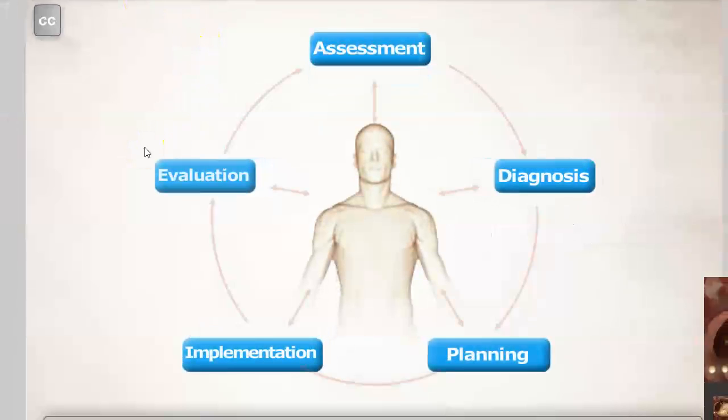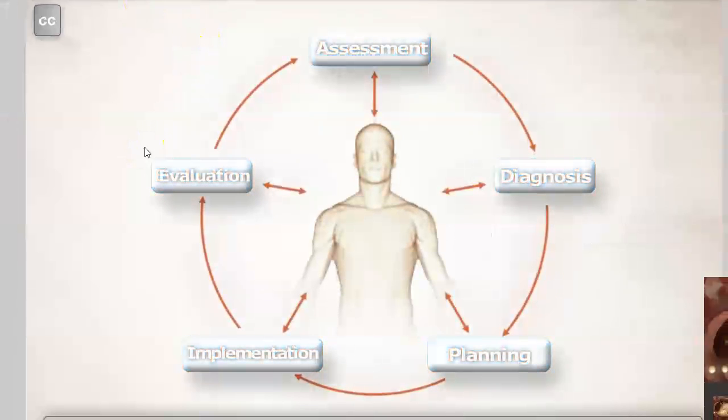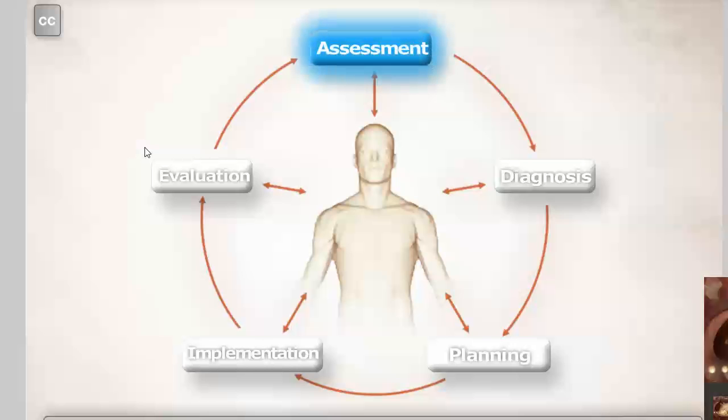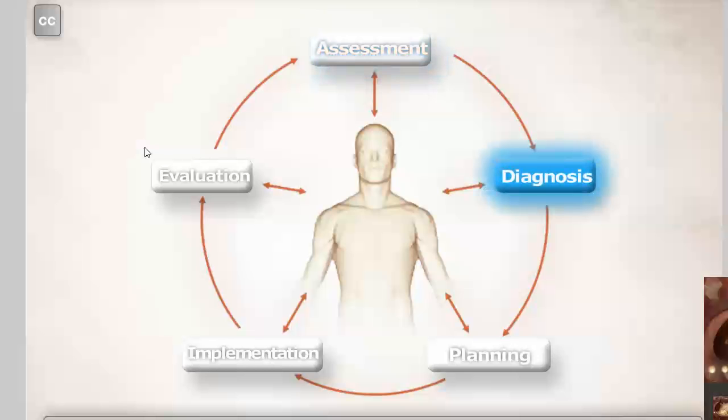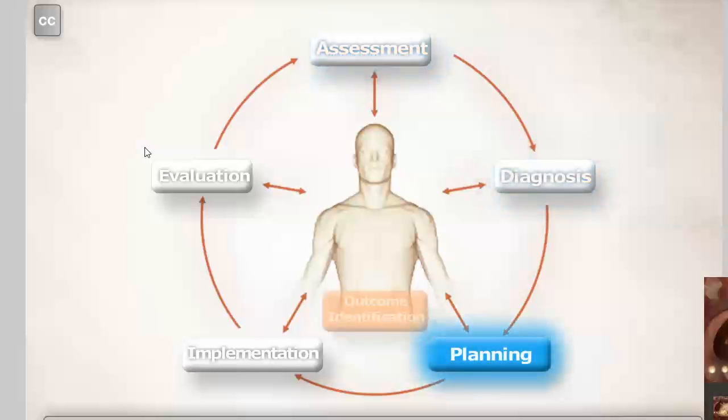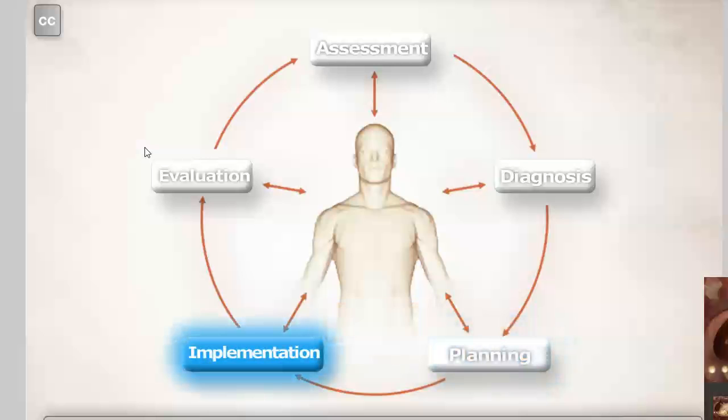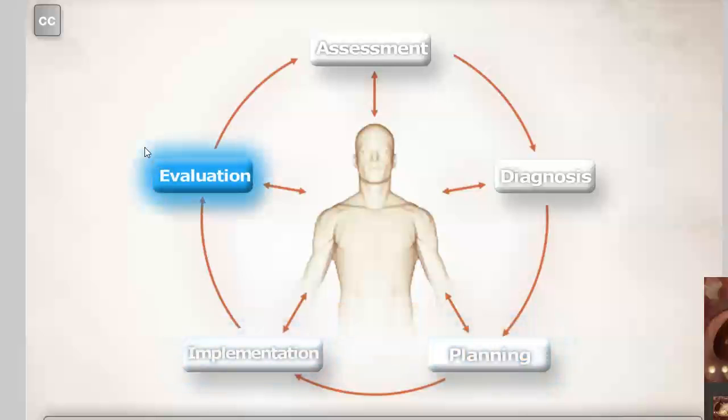The nursing process is usually described as having these steps: assessment, nursing diagnosis, planning. Some schools include outcome identification as a separate step after the planning phase, implementation or nursing interventions, and evaluation.